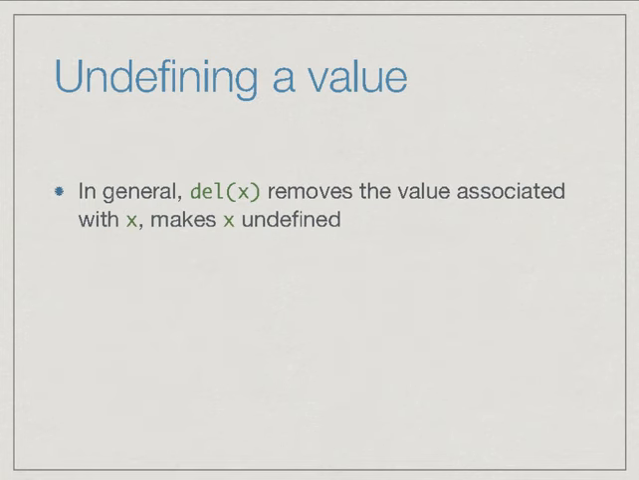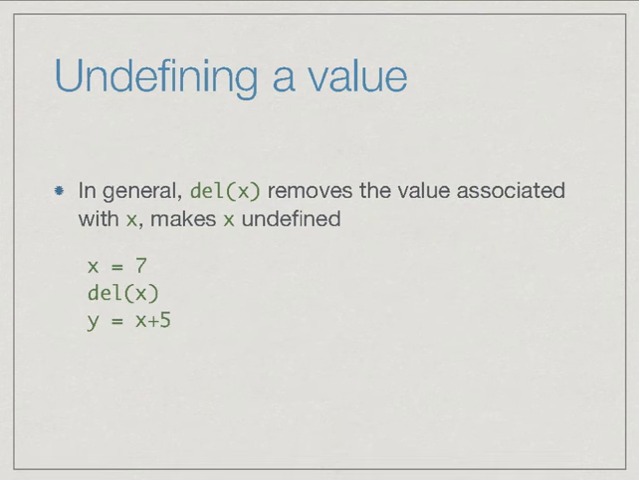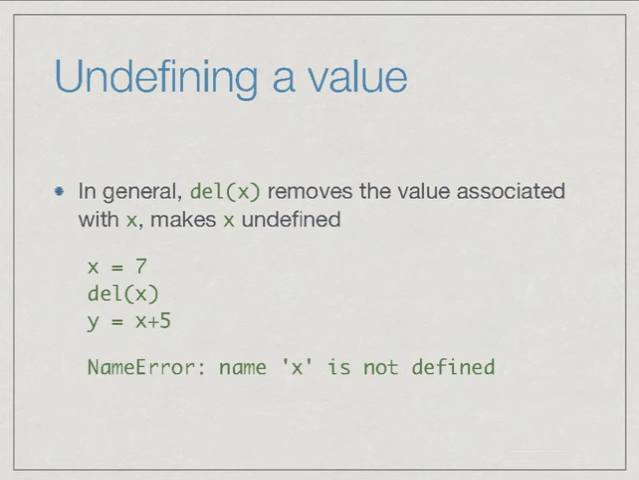So in general, we can take a name like x and say del x, and what this will do is make x undefined. So supposing we wrote some junk code like this, we set x equal to 7, and then we said del x, and then we ask y equal to x plus 5. Now at this point, since x has been undefined, even though it had a value of 7, this expression x plus 5 cannot be calculated because x no longer has a value, and what you would end up with is the error that we saw before, namely a name error saying that the name x is not defined.